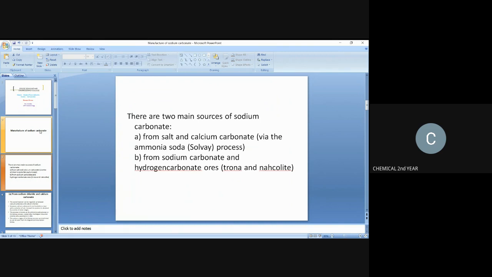This is the ammonia soda process, which is known as the Solvay process. And the next source is sodium carbonate and hydrogen carbonate, found in trona and nahcolite.